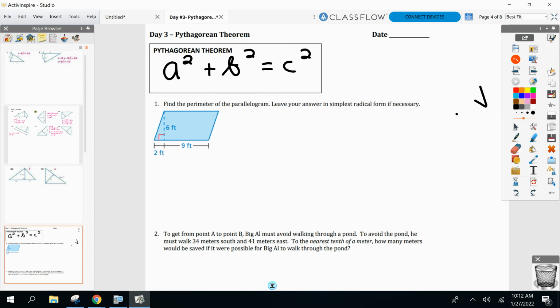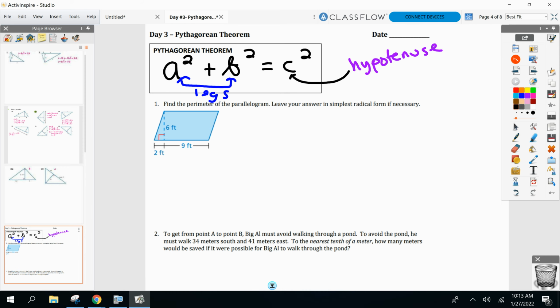Next up, I just want to make sure we know what each piece means here. What's the C? And use your vocabulary here. C is for the hypotenuse. And then A and B, what do I call the other two sides in a right triangle? Those are the legs. C is always the hypotenuse.